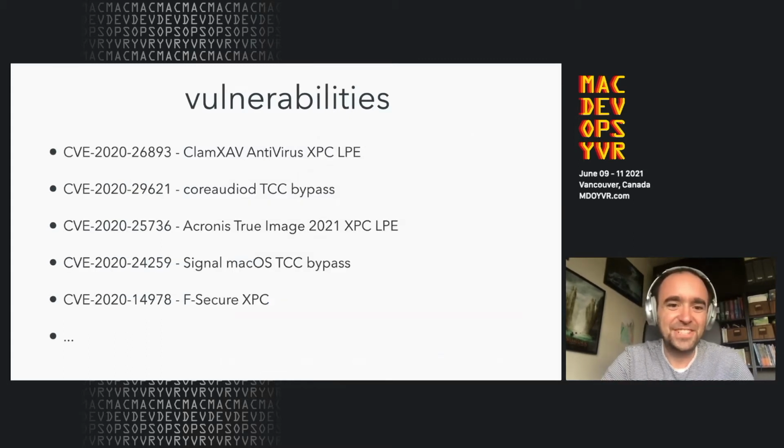And all of these injections led to various vulnerabilities, a couple of local privilege escalation attacks related to XPC. This was possible because I could inject code into the XPC client and basically reach XPC services that I shouldn't have access to. And it also led to various TCC bypasses. And these CVEs, or vulnerabilities, are just a few to name.